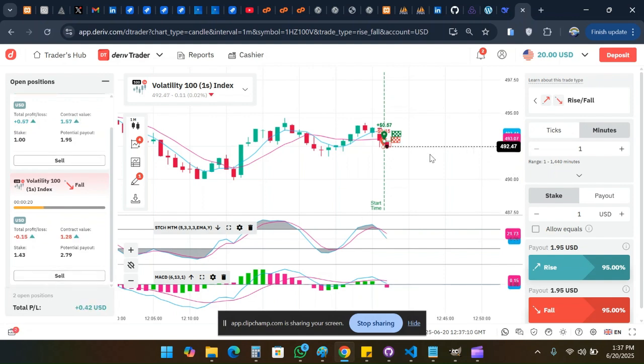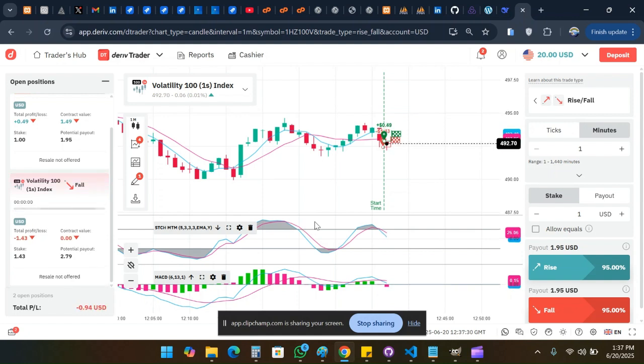Now, the reason I'm selling here now is that we have two. This setup is telling us to sell, MACD is telling us to sell. Although the main chart is not telling us to sell yet, we have two out of three telling us to sell. That's the reason why I enter sell.